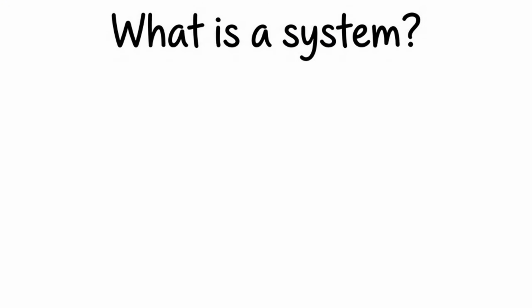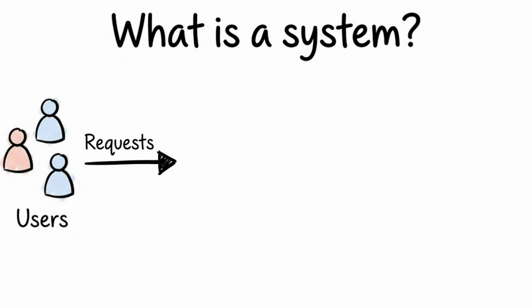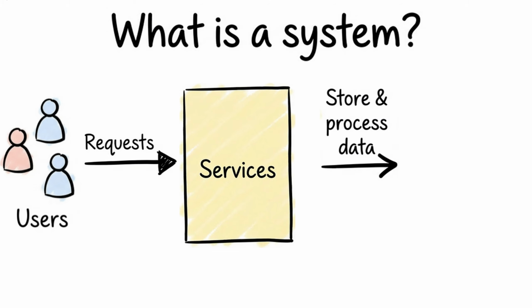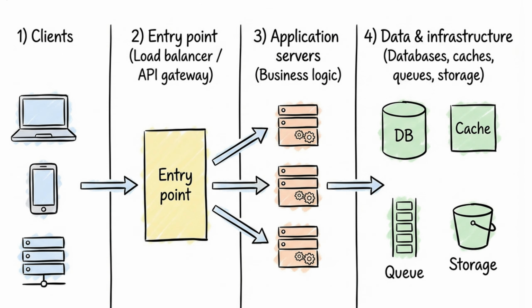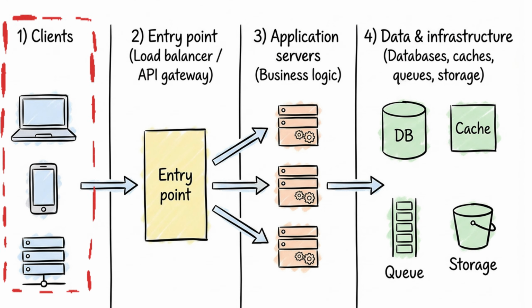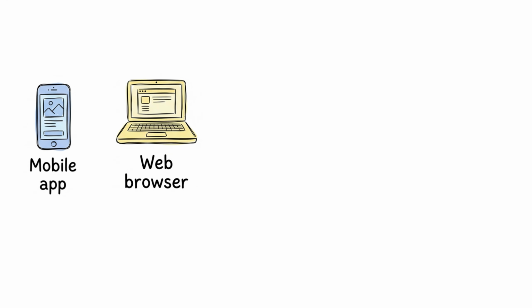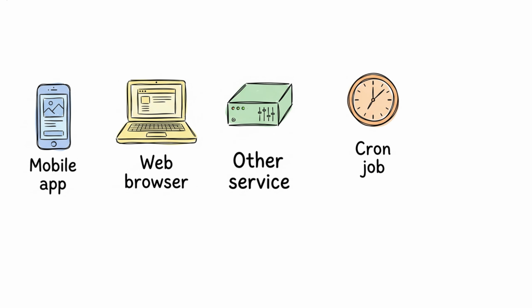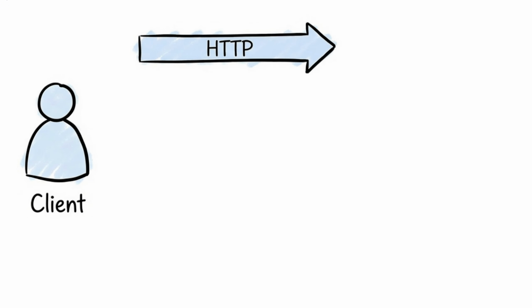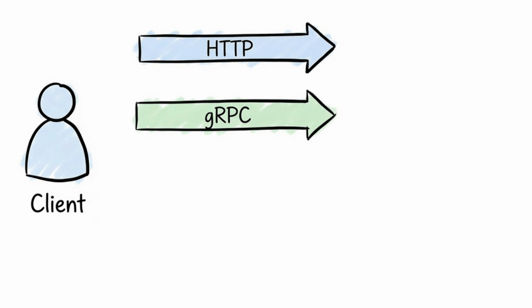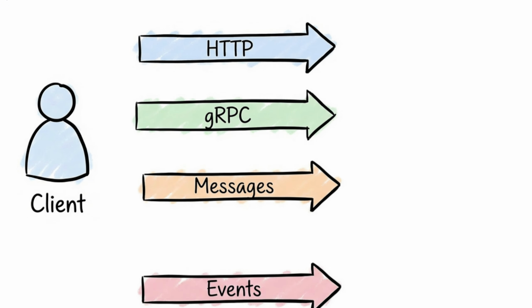A system is just users sending requests to services that store and process data. Everything else is detail. So we break that picture into layers. At the edge, you have clients: mobile apps, web browsers, other services, cron jobs, IoT devices. They send HTTP requests, gRPC calls, messages, or events.